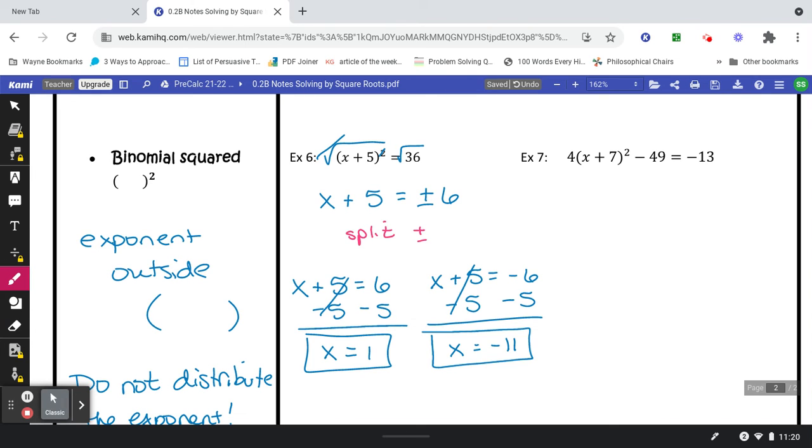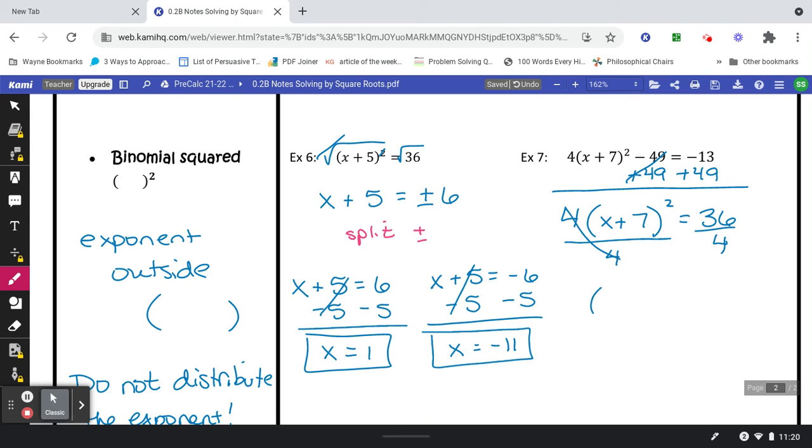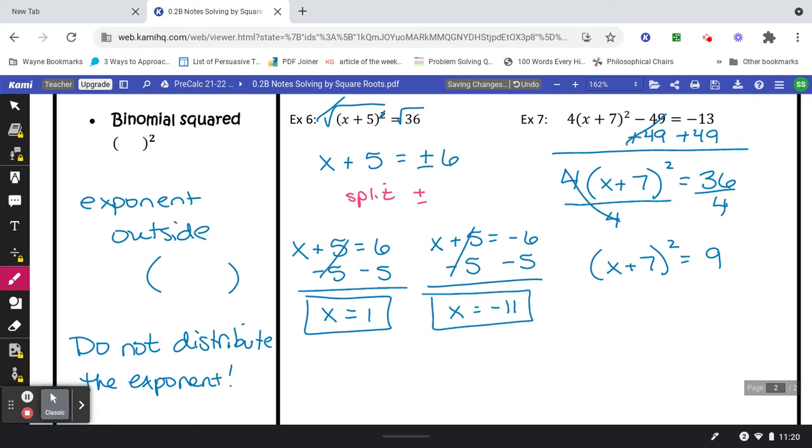Example 7, same thing. We don't want to distribute the square. We also don't want to distribute the 4 because the whole thing is being squared. So if you remember order of operations, it's parentheses, then exponents before we do the multiply. So we're just going to move everything away from the parentheses. Add 49. Get rid of the 4 by dividing. And then once you have the parentheses squared by itself, then you can square root both sides.